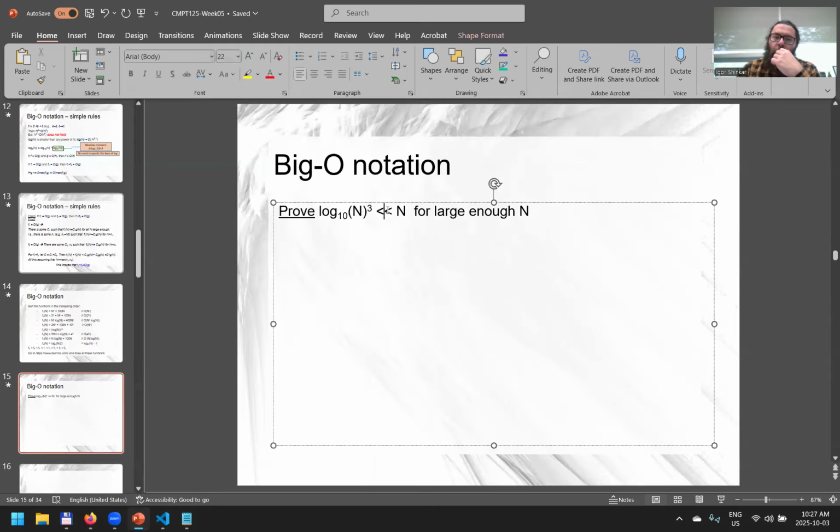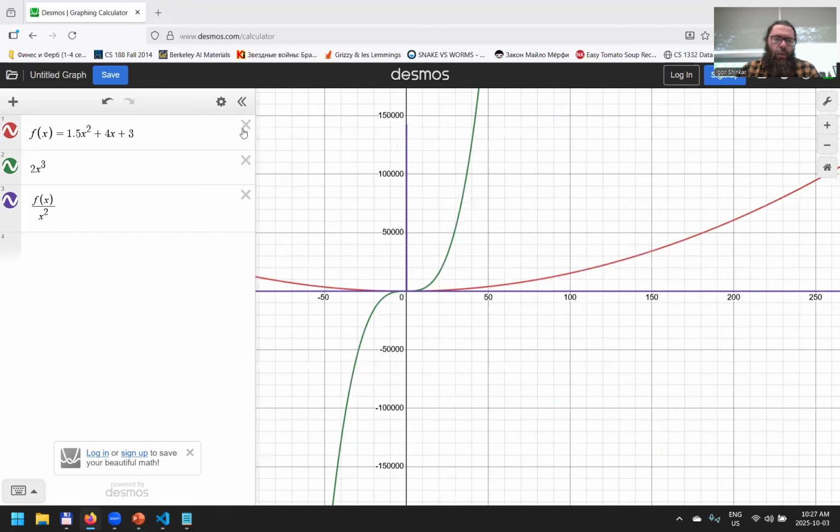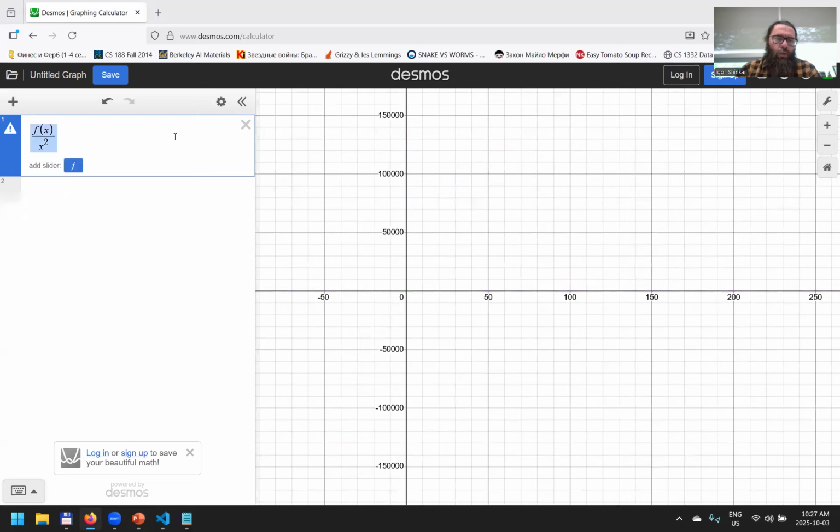Here is another exercise for you. Show that if you take log cubed, then it's less than n for large enough n. And instead of doing it, let me just show it to you in a plot. So we take log base 10 of x.